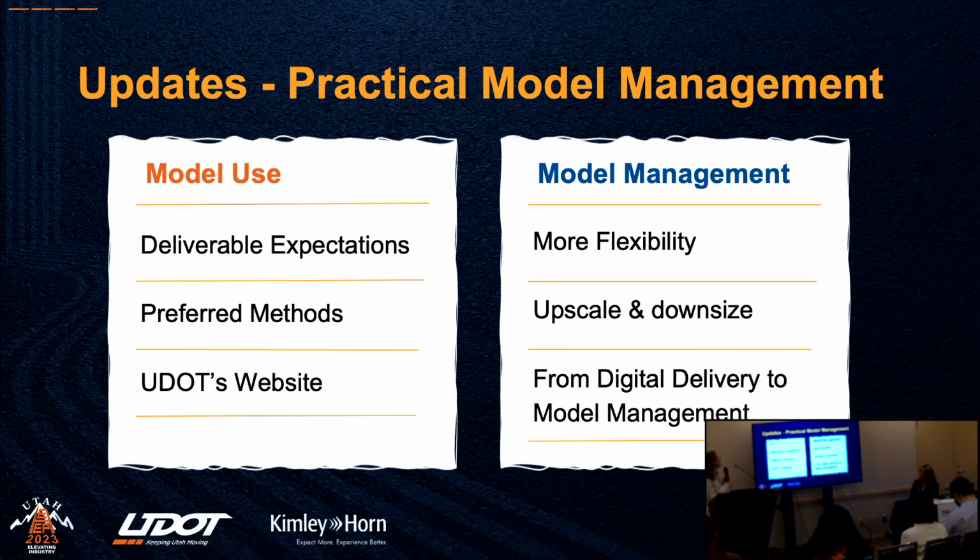Some of our other updates in chapter 4, when we talked about model management and the model uses, we really wanted to make it flexible for teams as they're smaller sizes, and not make it burdensome. Having a model manager is a lot more daunting than saying you need a robust team of digital delivery experts. We tried to bring it down so that teams can upscale and downsize as needed. And then we moved away from the digital delivery term into model management, as well as some of those model use updates of connecting it to the deliverables.